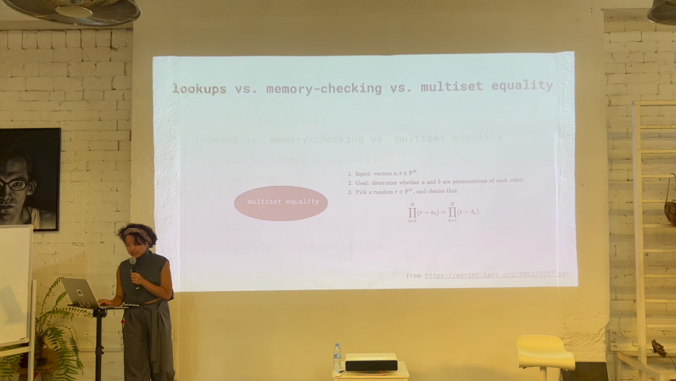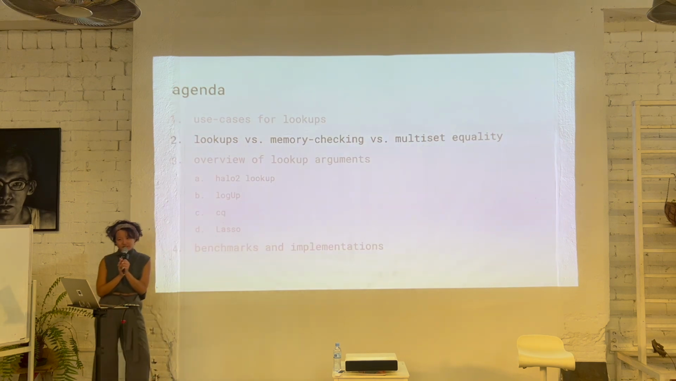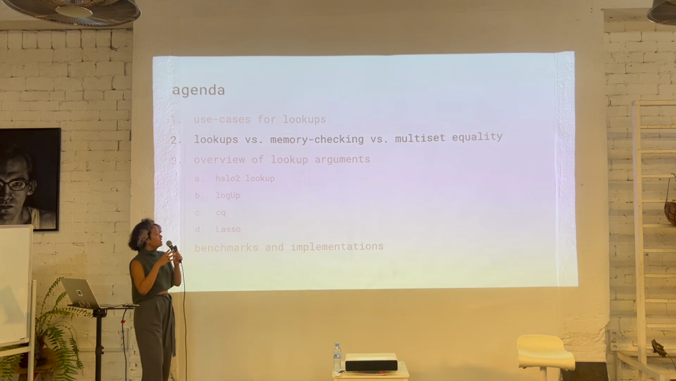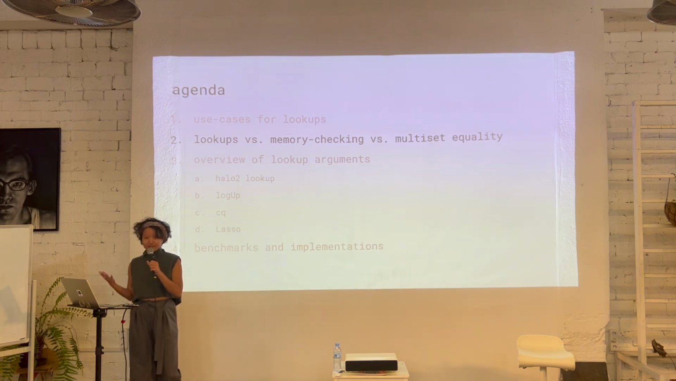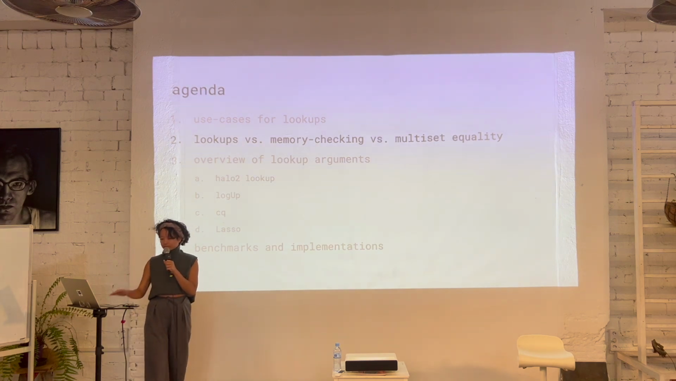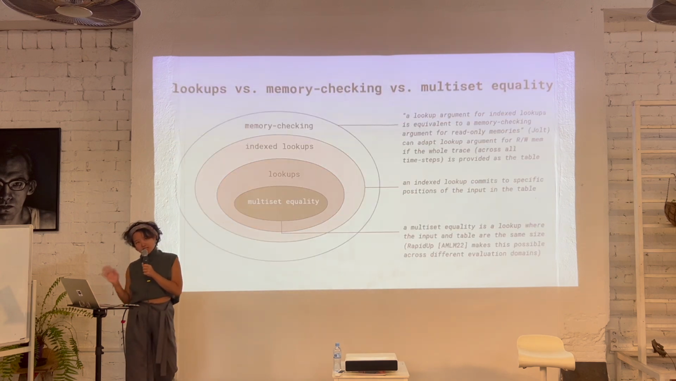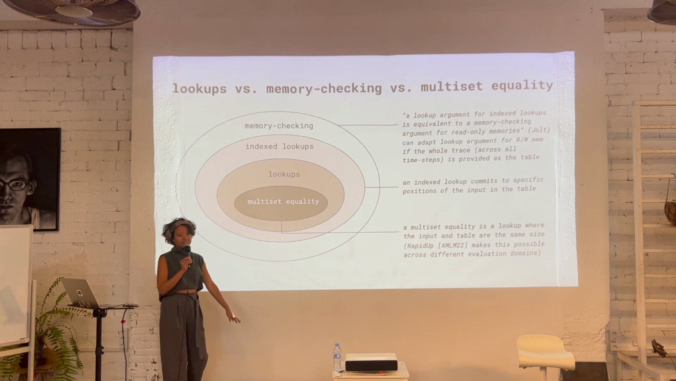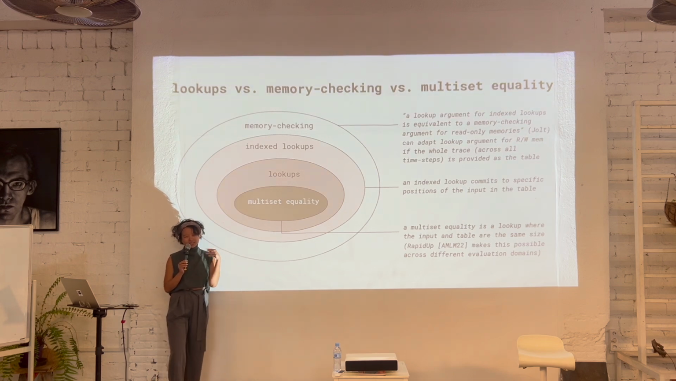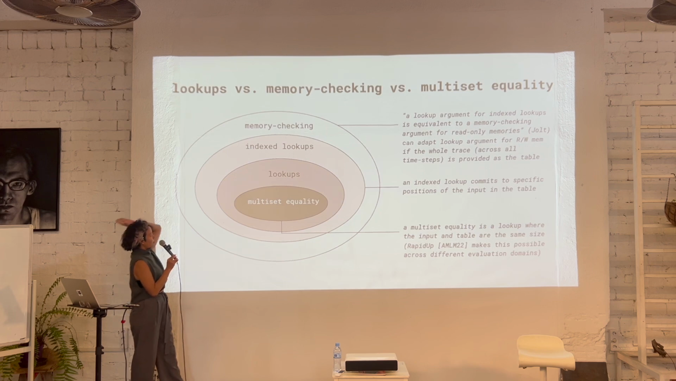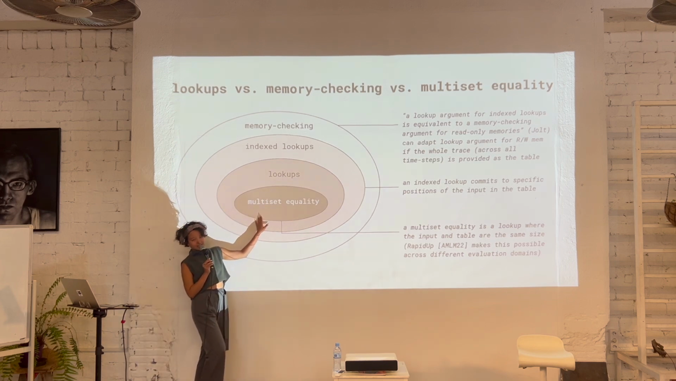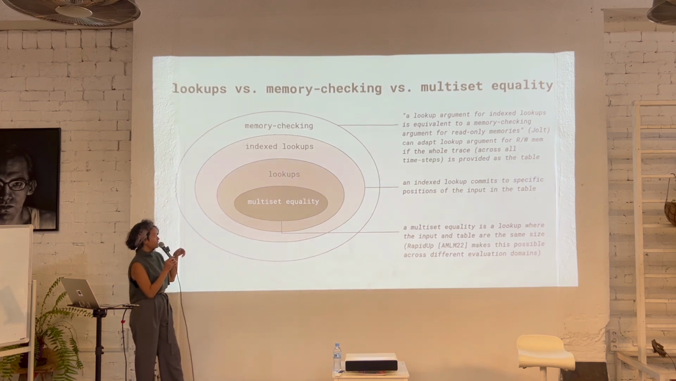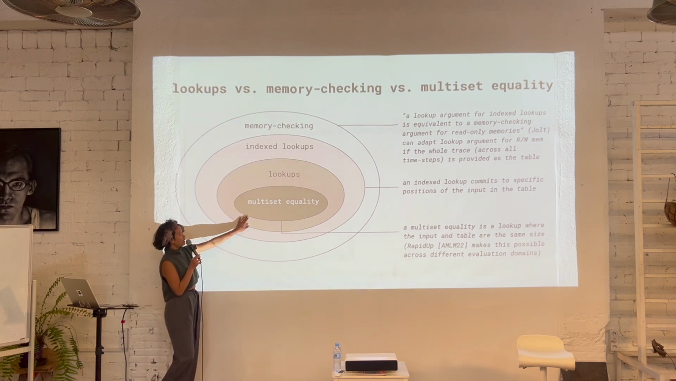So this section was sort of a disambiguation of terminology. It was me trying to separate these terms that have come up recently and have sometimes been used interchangeably. I'll just skip to the punchline, which is, you can interpret this diagram like you would complexity classes, kind of. Memory checking is the most powerful primitive, and multi-set equality is the least powerful. And you see multi-set equality being used as a primitive in lots of lookup arguments.